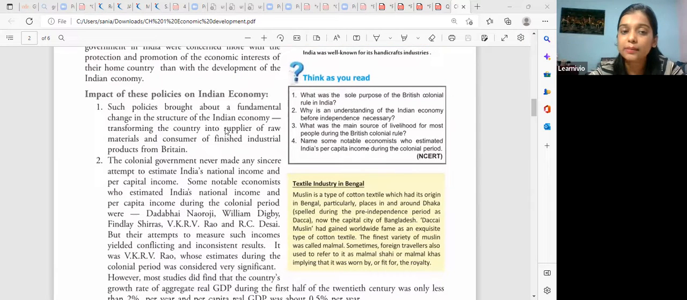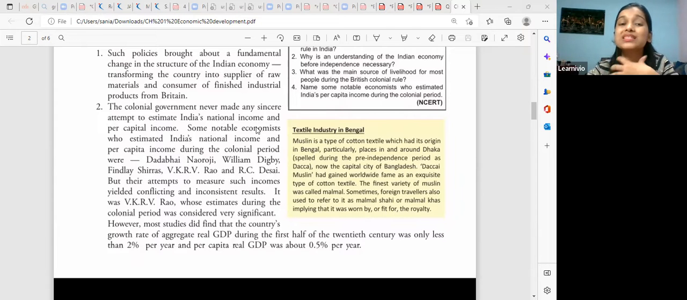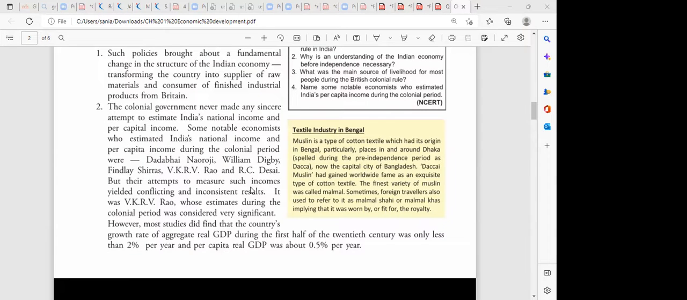First, it shifted India's fundamental structure. Now India became an importer of finished goods and an exporter of raw material, right? Second, the colonial government never made a sincere attempt to estimate India's national income. And at that moment, we can say real GDP growth was 2% and per capita real GDP growth was about 0.5% per year. So this was the impact. Okay, clear? Yes, ma'am. Okay.